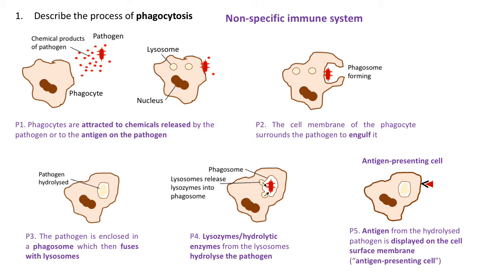So the important thing is, as always, you're using keywords and concepts. So I've highlighted or put in bold some of the words that are really important that you are using. So at this final stage, we get to an antigen presenting cell. So let's go on to cellular immunity.